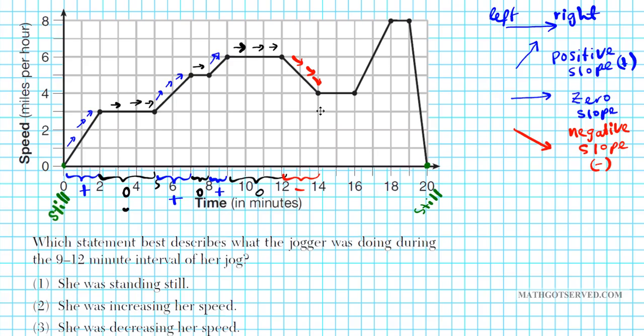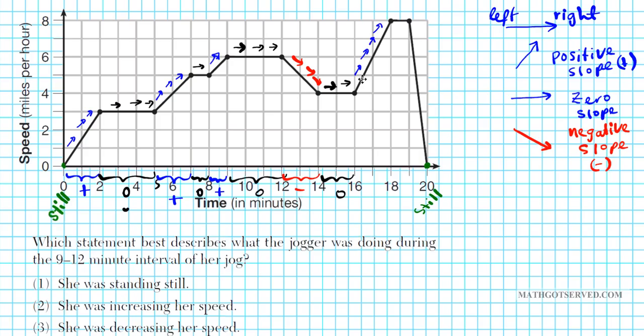Negative, okay? From 14 to 16, what's happening? From 14 to 16, it goes flat again, it's horizontal. Remember, horizontal is 0 slope, so from 14 to 16 is 0. And then from 16 to 18, it's going up again. So it's going up, up, up.